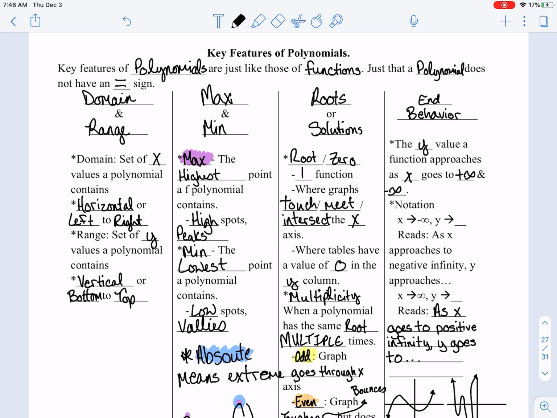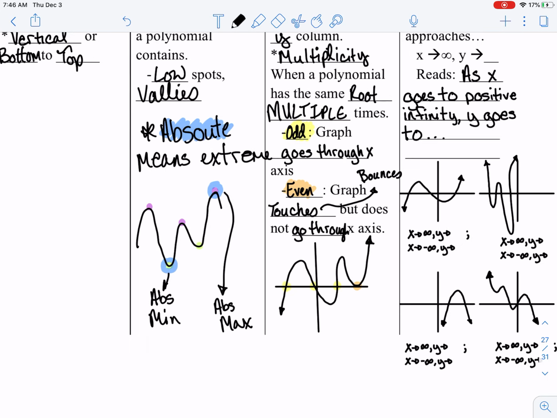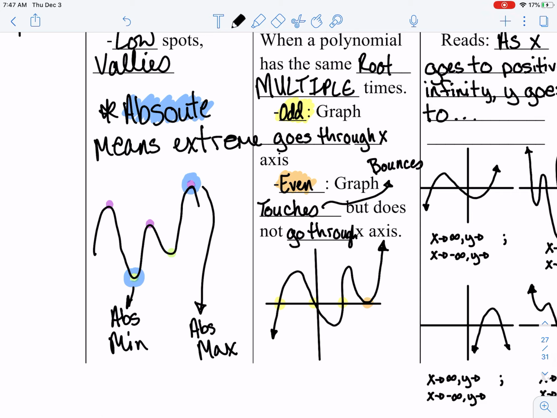Remember, domain is all x values, range is all y values. Max are the high points, min are the low points. Now, one new thing that polynomials talk about are your absolute min and your absolute max. Okay, so in this picture, I have a polynomial drawn, and the purple dots represent maxes because they're peaks, right? They're high spots. In the valleys or the low spots, I have them marked with the green dot.